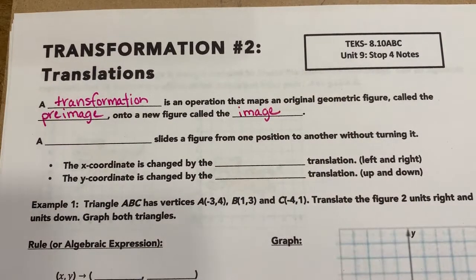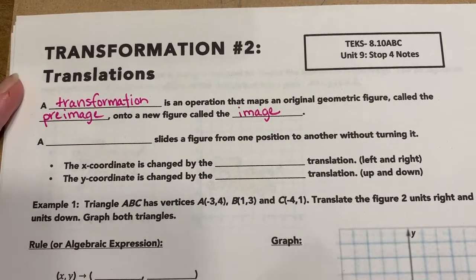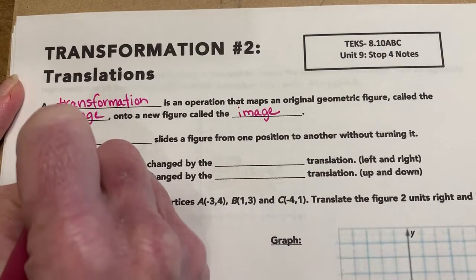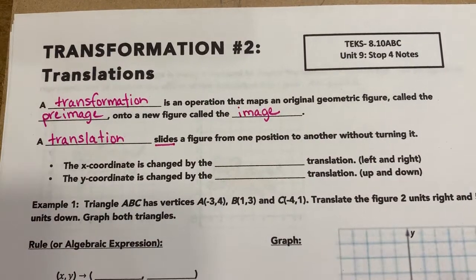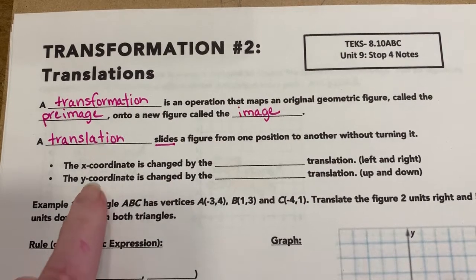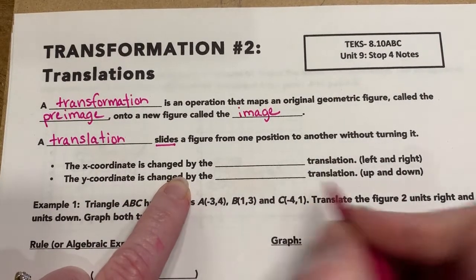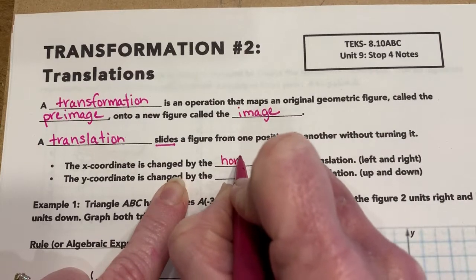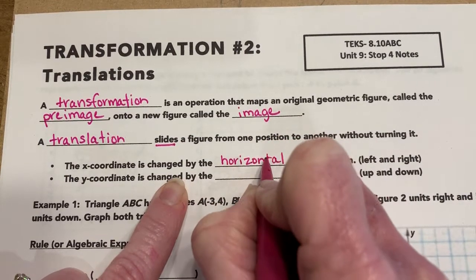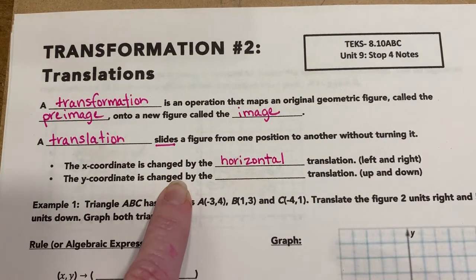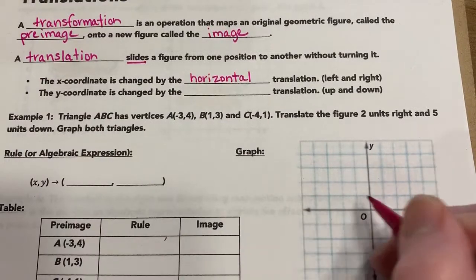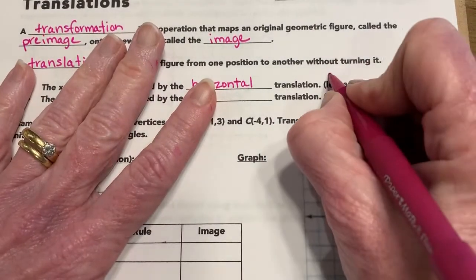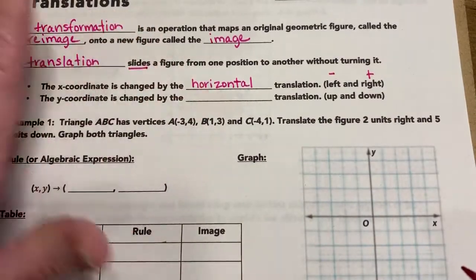All right, so the translation is just another type of transformation. So the translation basically slides a figure from one position to another without turning it. So it's just kind of going to move the location of the figure. The x-coordinate is changed by the horizontal translation. So the x-coordinate moves the figure either left or right. And so if you're moving left, then you're going to be subtracting, and you're going to be adding to the x-coordinate if you're moving right.